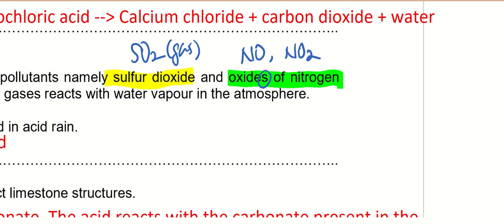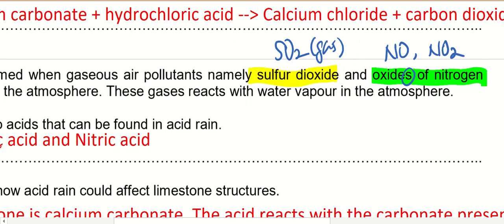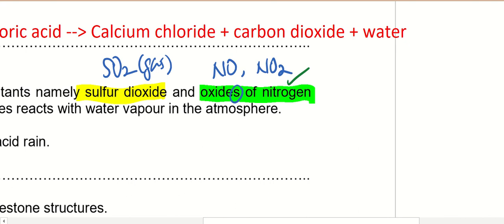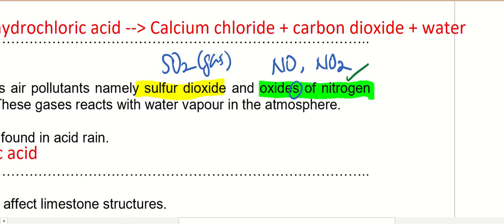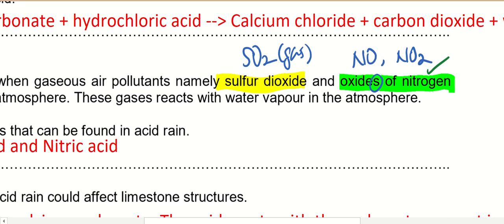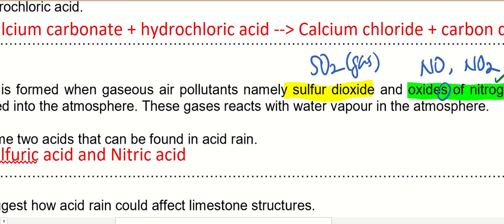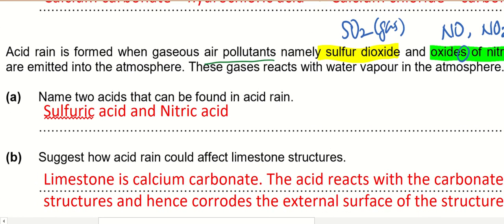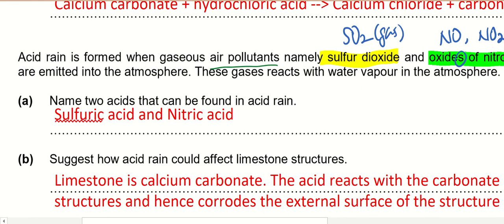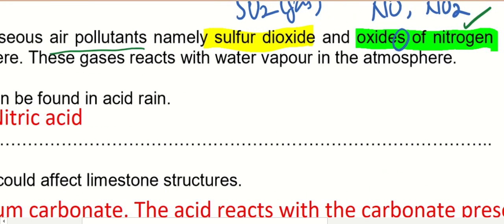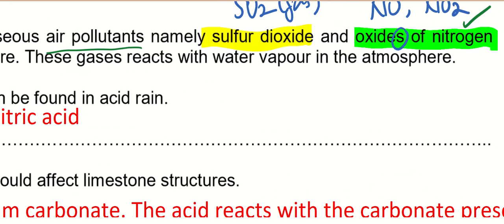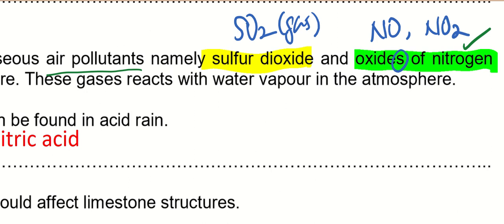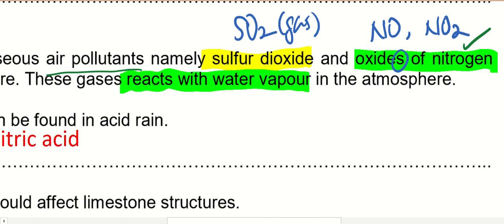Typically we're referring to nitrogen dioxide. Now all these molecules are air pollutants, and they are emitted into the atmosphere. This gas reacts with water vapor in the atmosphere. So these oxides, sulfur dioxide and nitrogen oxide, they react with water.